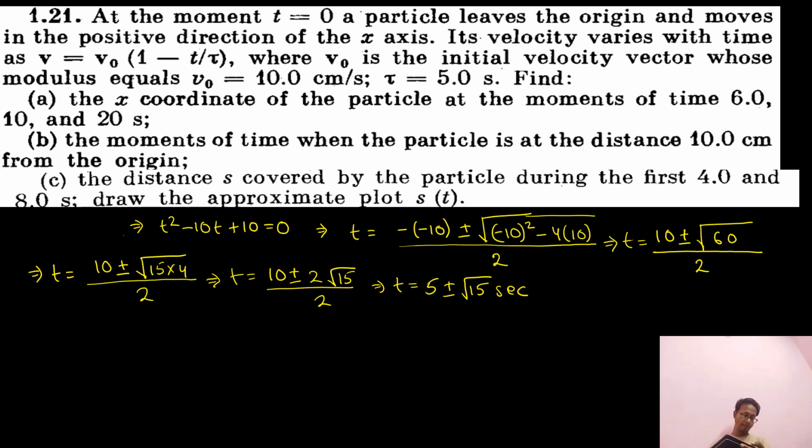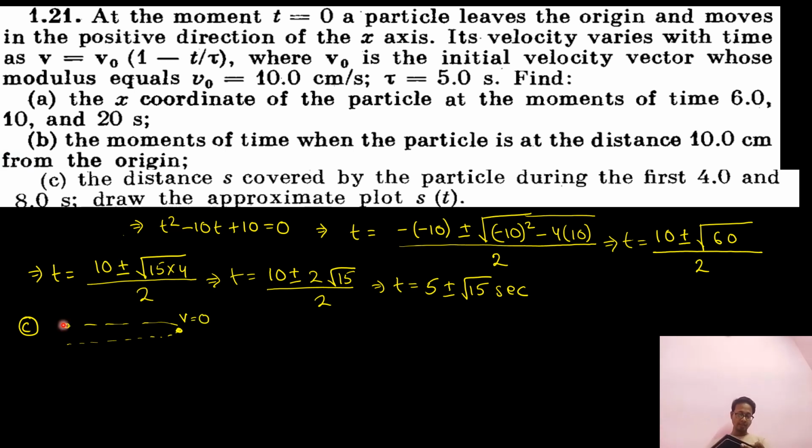Now let's solve the part C part. Part C is asking the distance covered by the particle during the first 4 and 8 seconds. Since it's asking for the distance, remember in projectile motion ds by dt used to give us the displacement vector, no? So you need to find out when is the velocity 0, or the particle going in this direction will return back. While returning back, at the maximum position, velocity was equals to 0, no?